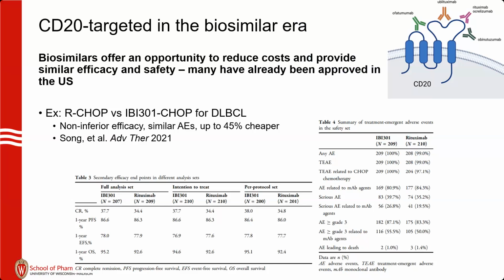We do have some really nice evaluations looking at biosimilars, especially the rituximab products. They've evaluated rituximab and CHOP versus a biosimilar CHOP for DLBCL, as well as you can find other publications in this arena as well, where they have found similar efficacy and safety and quite a bit cheaper for the institution as well as for the patients.